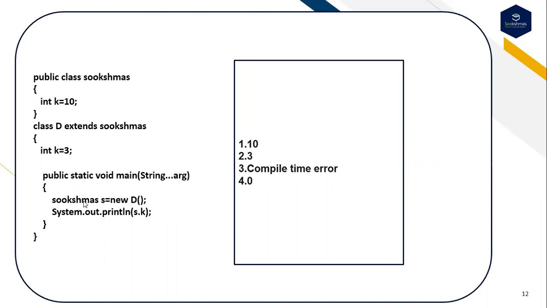With the help of the parent class reference, I'm trying to access the variable k. Now you can predict the output of this code. The first option is 10, the second option is 3, the third option is compile time error, and the fourth option is 0.